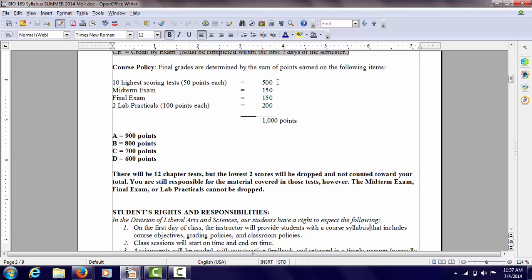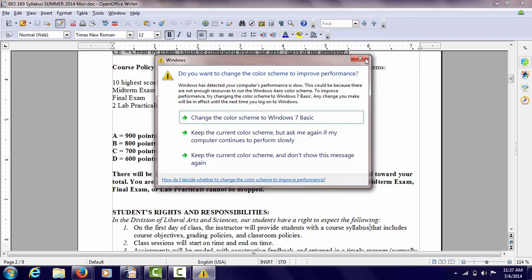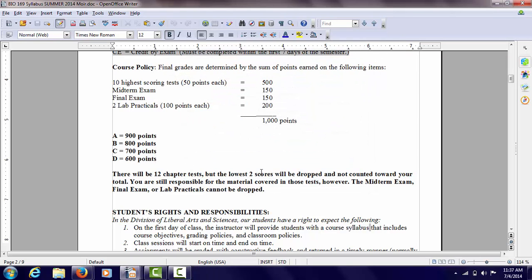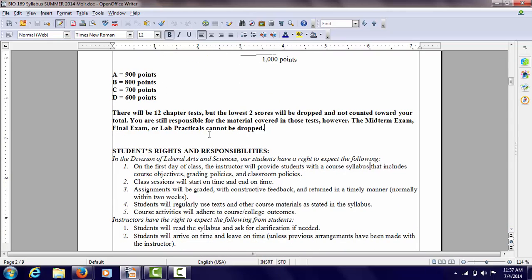Now, I mentioned there are going to be 12 chapter tests, but only 10 will count. That means your lowest 2 scoring tests will be dropped and will not be counted toward your overall total, but you are still responsible for that information. So it doesn't matter if one of your lowest is a 0 or a 90. Your 2 lowest tests of the 12 will be dropped automatically. But the grades for the midterm, final, or the lab practicals are not dropped at all. So only 2 chapter tests are dropped, nothing else.